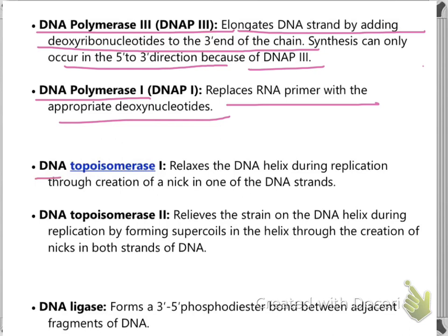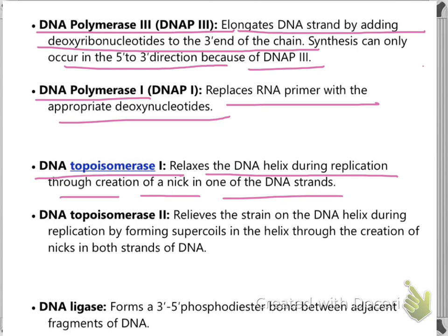Then DNA topoisomerase 1, which relaxes the DNA helix during replication through creation of a nick in one of the DNA strands. So the nick is formed by the DNA topoisomerase 1 to relax the stress of the DNA.